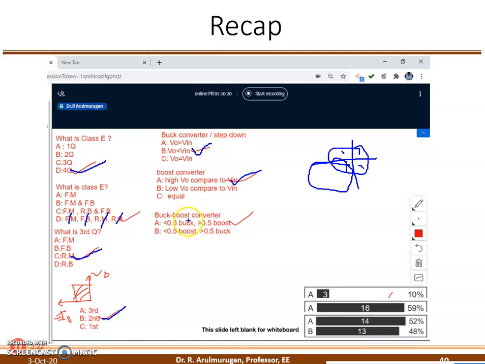So how can you execute it? Okay, duty cycle. Alpha less than 0.5 means buck operation. Alpha greater than 0.5 means boost operation. So this is a recap about that last class continuation.